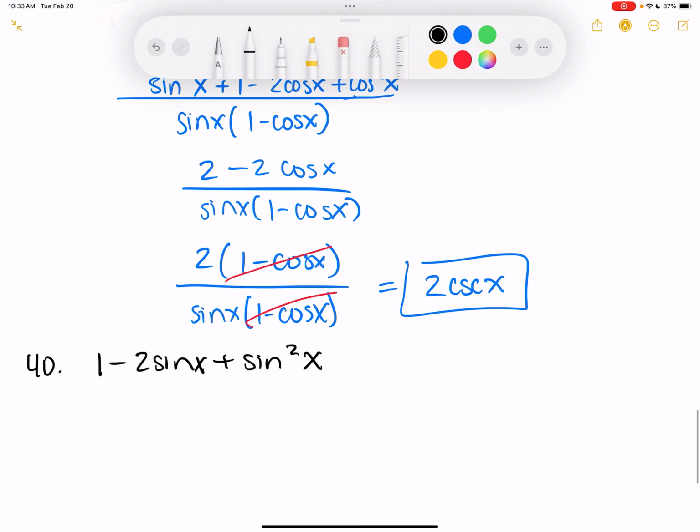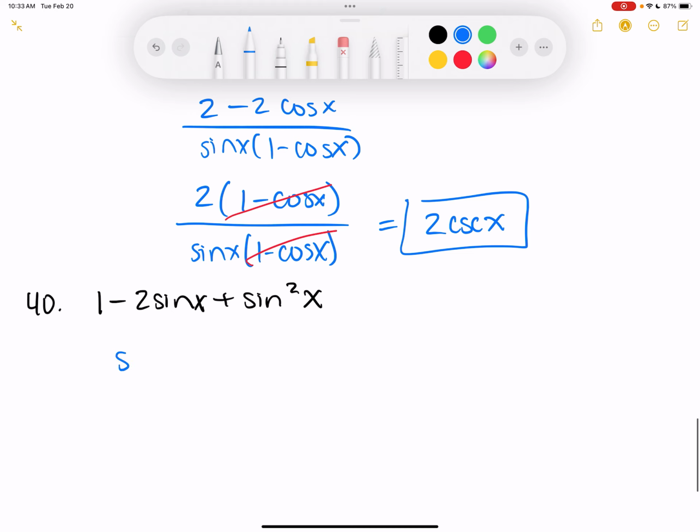Perhaps it would help if I rewrite it like this: sine squared of x minus 2 sine of x plus 1. What does that now look like? One of those triple thingies. It looks like a perfect square trinomial. Looks like a quadratic equation, except for now I have trig functions.